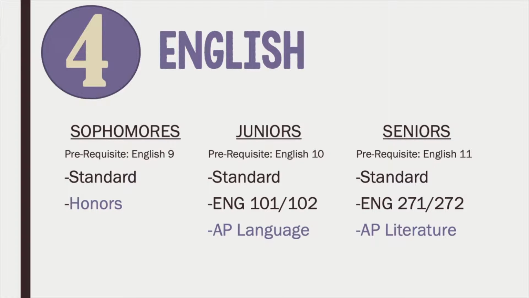You have standard English, you have dual enrolled English, or you have AP English. Seniors have 3 options as well. They have to have passed English 11, but they can take standard level, dual enrollment English, or AP literature. The prerequisite for doing dual enrollment senior year is having done dual enrollment English your junior year.